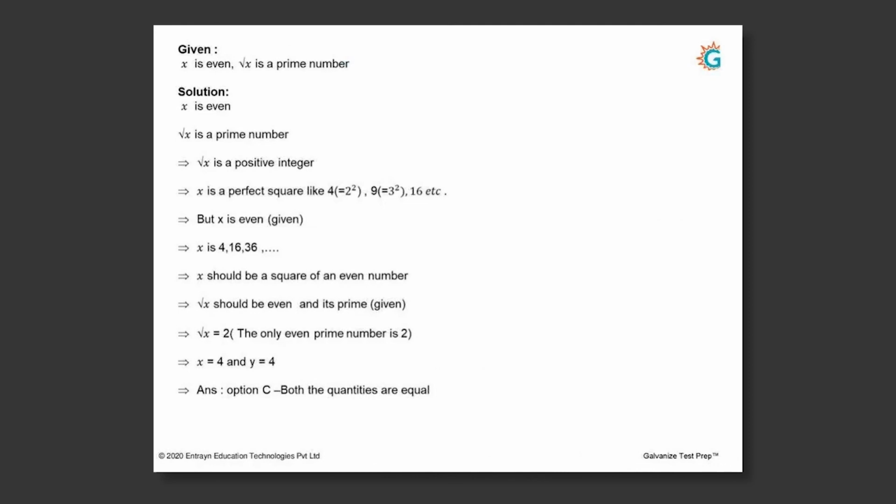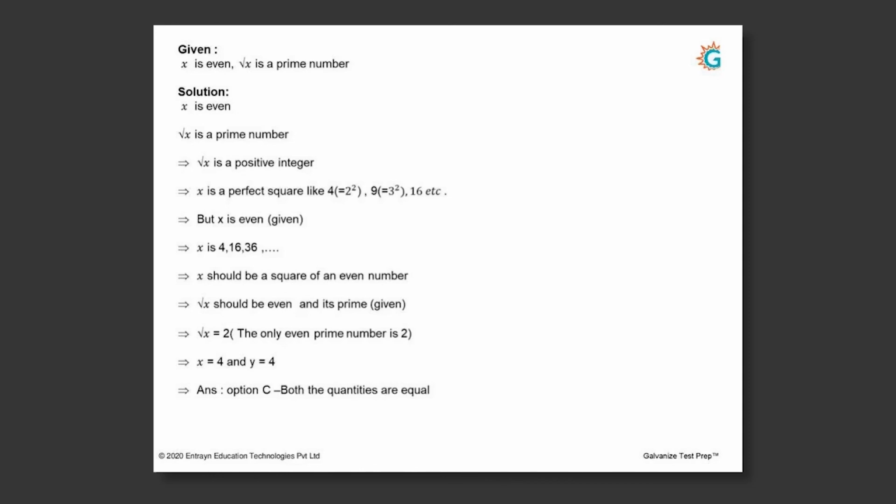X is given to be an even integer. Root x is given to be a prime number. That's what is given, right? You're going to compare between x and y. If x is even, please note that square root of x will also be an even number. That's a very important rule that you should know. X is even, root x will also be an even number.